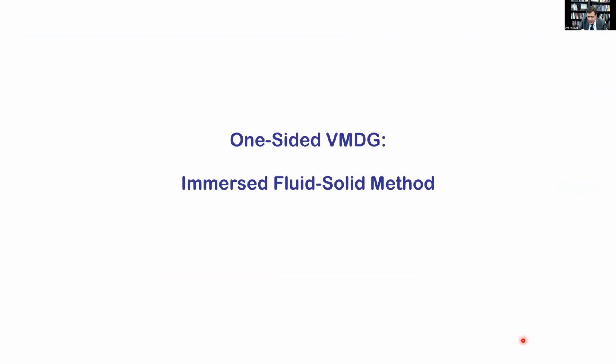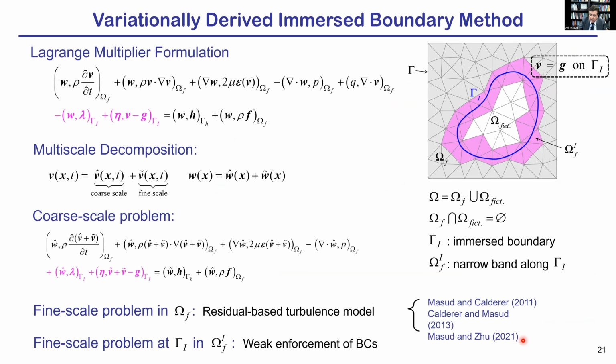So with this in hand, now let's look at how we can use this idea to develop immersed fluid-solid methods, where the fluid-solid interface is an immersed interface which is not precisely represented by the mesh node lines. In order to develop that, we will be applying the one-sided VMDG method.